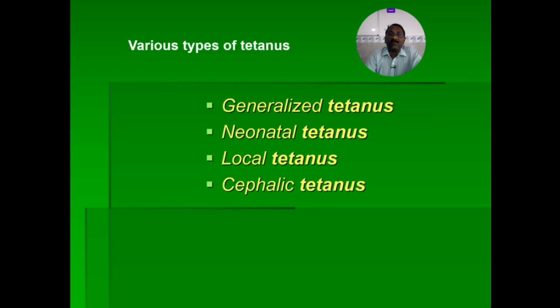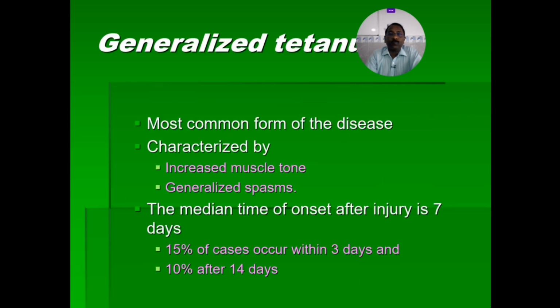Clinical manifestations: as I told you, there are 4 forms of tetanus: generalized, neonatal, local, and cephalic. 80 to 85% is generalized tetanus. That is very common. It is the most common form. It is characterized by increased muscle tone and generalized spasms. The time from injury to onset is about 7 days. 15% of the cases occur within 3 days and 10% after 14 days.